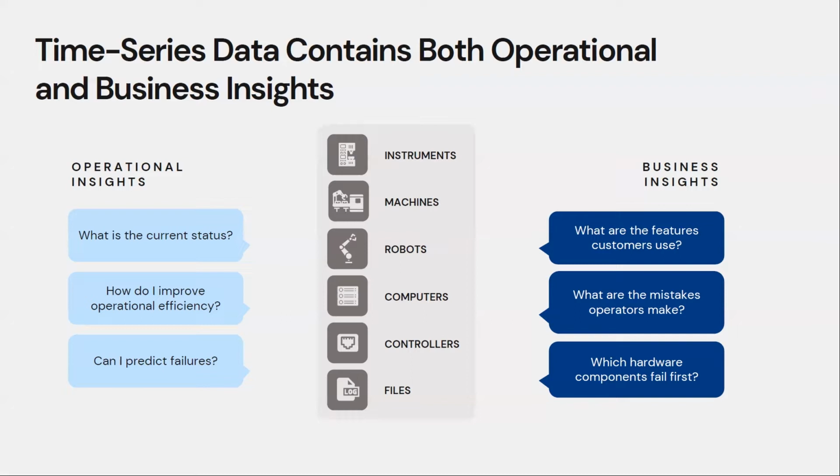Or we look at component reliability and look at the top components that are not reliable. So for the next generation product, we can replace those with better components. Therefore, if we can derive both operational insights and business insights, then we can fully take advantage of the information inside our time series data.